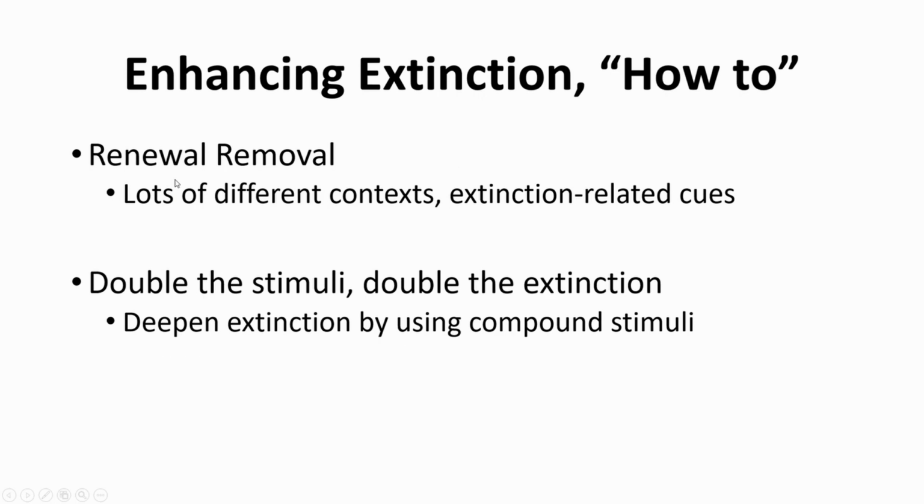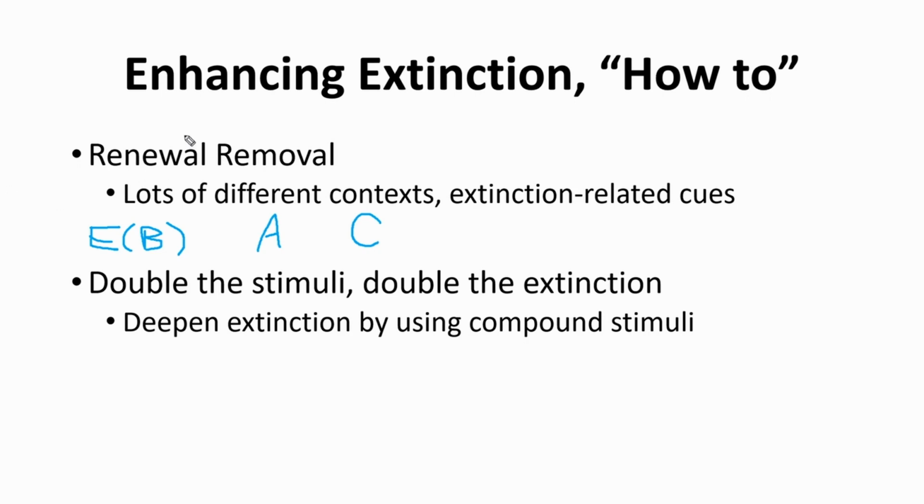If we want to focus on getting rid of renewal, then we want to focus on having lots and lots of different contexts in which we could experience extinction. We had mentioned that renewal occurs because extinction is very specific to the context in which it is learned. So if you learn extinction only in context B, then if you go into any other context, say you go back to A, extinction won't apply here. If you go to a new context, context C, extinction is not applying there.